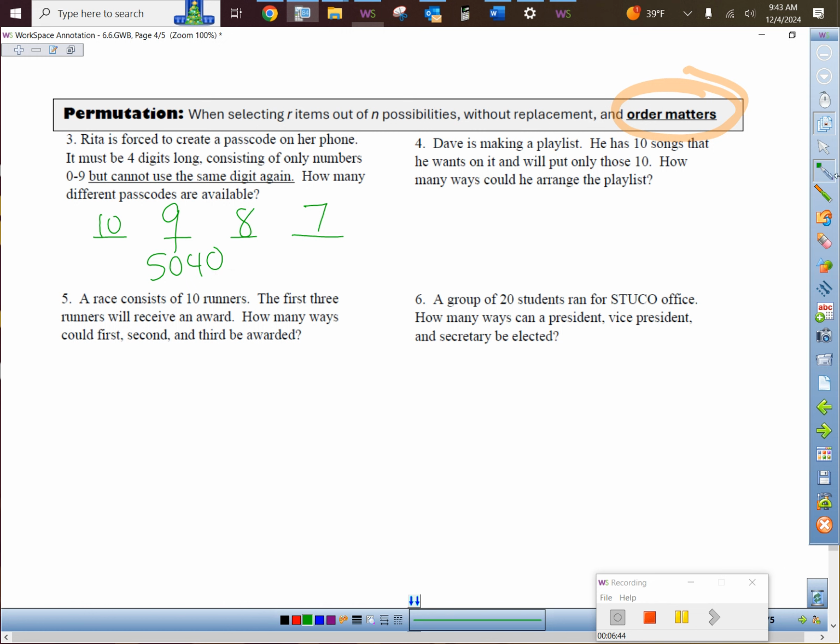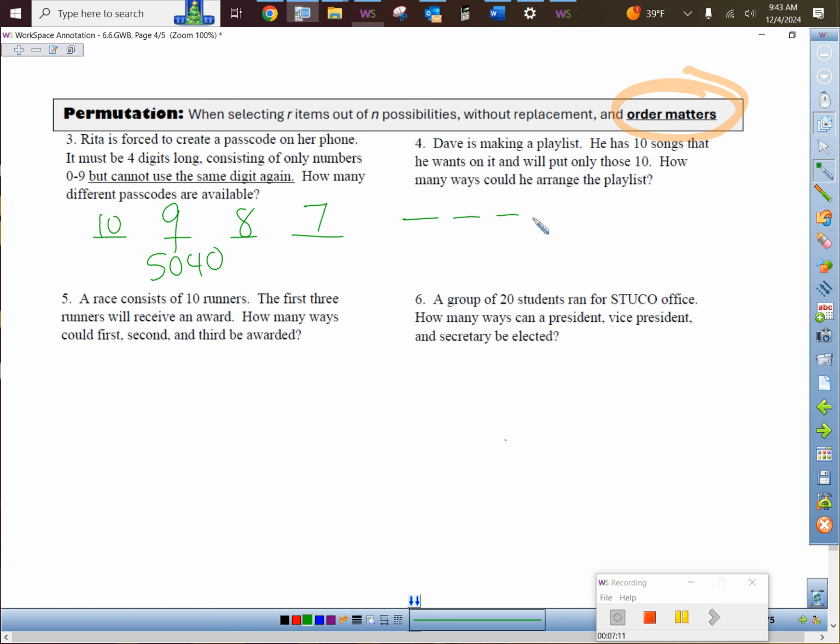Make it a playlist, like on Spotify. So Dave is going to do it. He's got 10 songs that he wants to put in it, and only those 10. He's like, these are my 10 songs. How many ways could he arrange the playlist? Like which song plays first, which plays second, which plays third, etc., instead of shuffling. So here's my question: are repeats allowed? Is he going to put the same song in there twice? No, right?